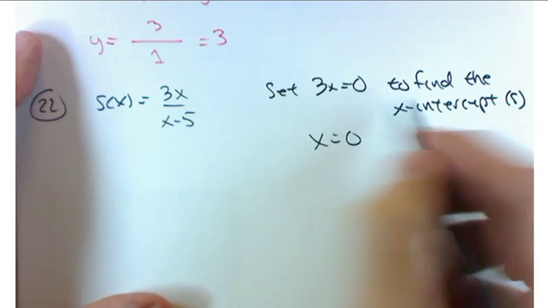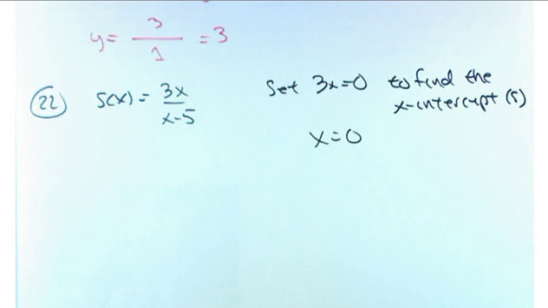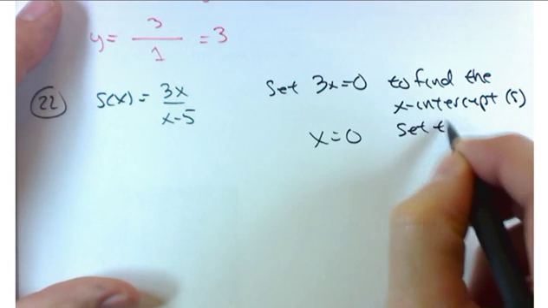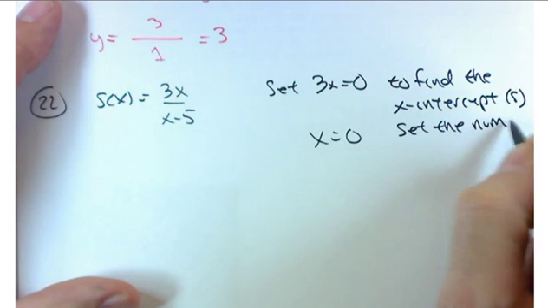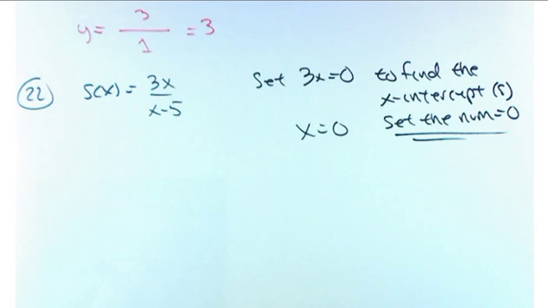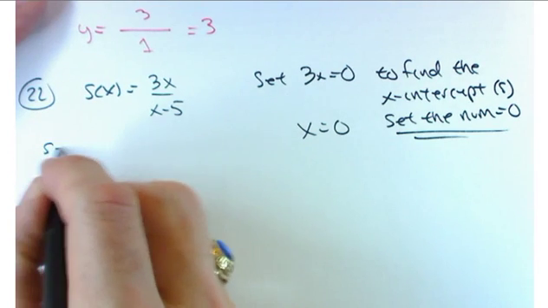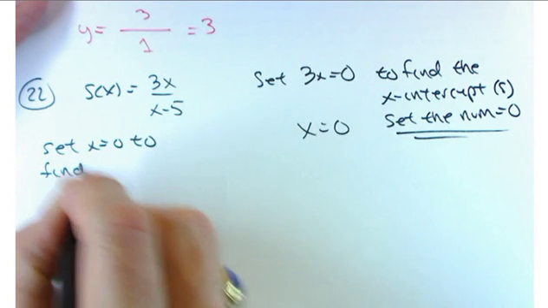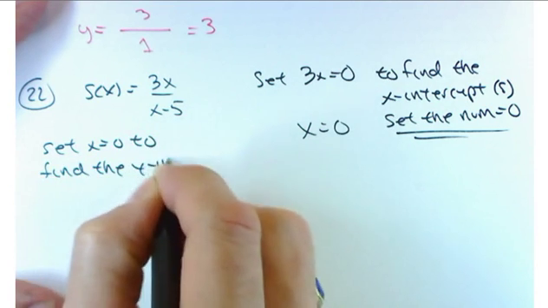Just divide both sides by 3. Ironically, to find the x-intercepts, set the numerator equals 0. To find the y-intercept, how do you find the y-intercept of a graph? Yeah, plug in 0 for x. So set x equals 0 to find the y-intercept.